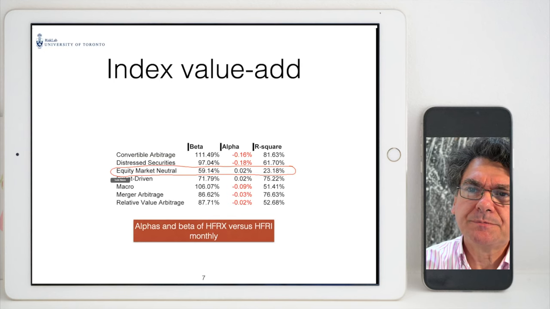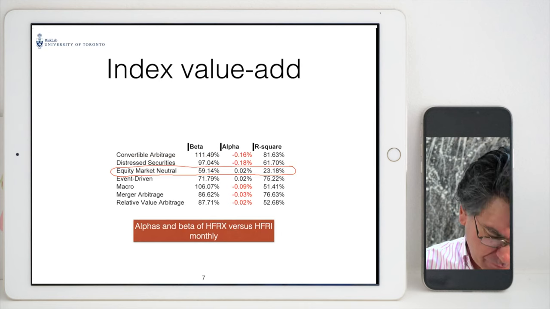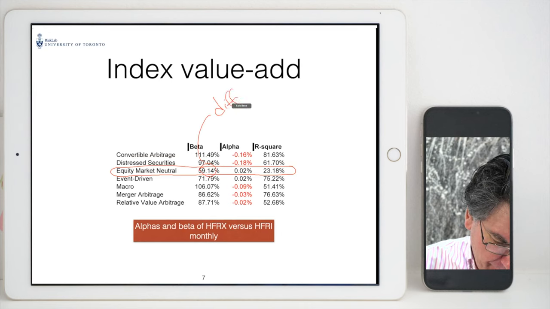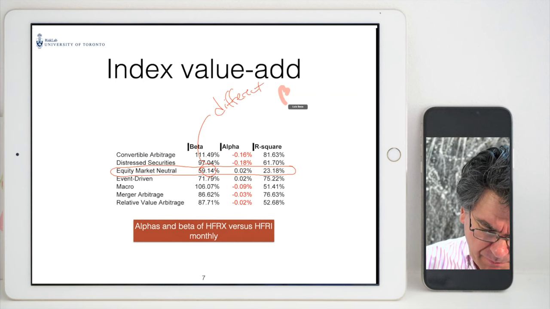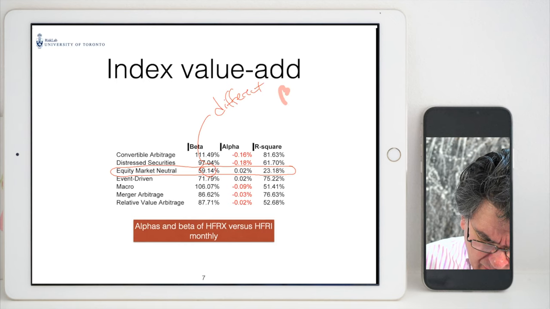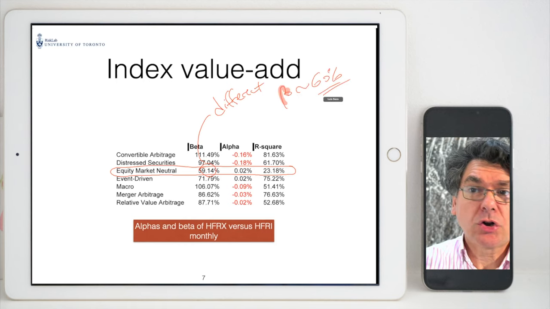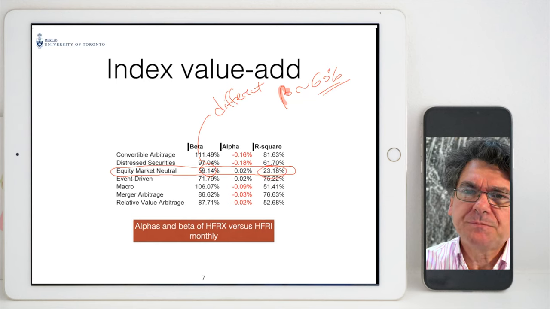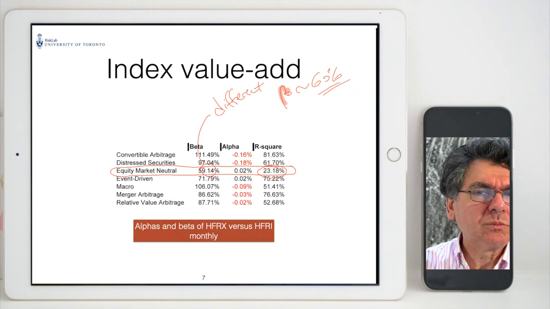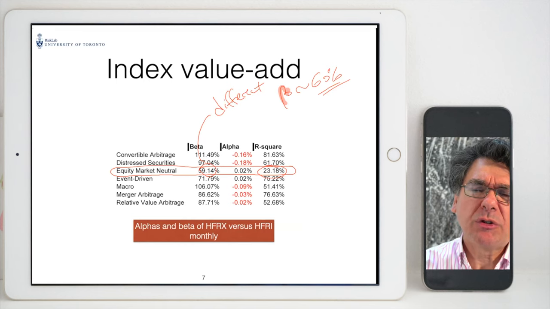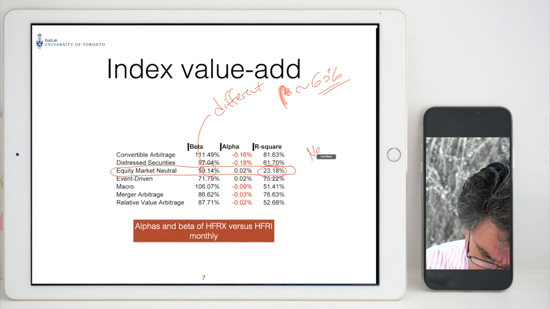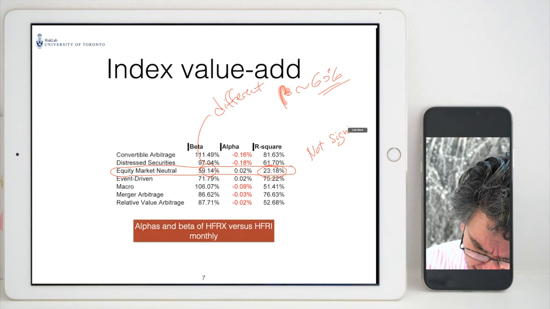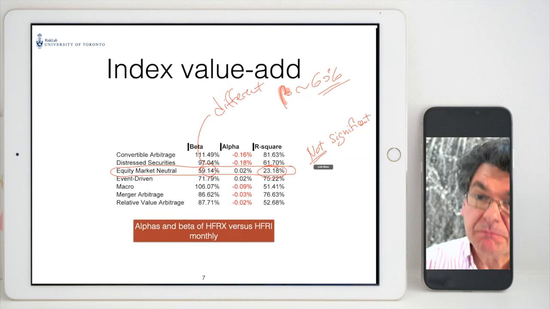What do these numbers mean? Beta is now 60%. That means that they're different. Beta is about 60%. Okay, not too good. Alpha is very small, so they are about the same. And how about this? R square of 23%, what does that mean? That means that statistically it is not significant.